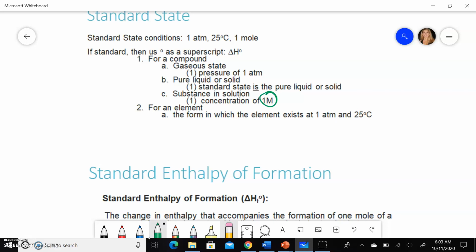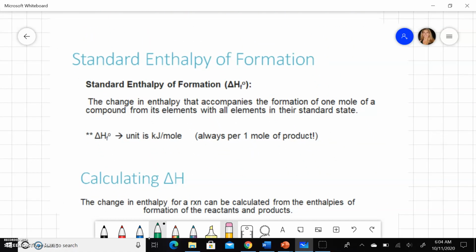And then for an element, it's the form where the element exists in those conditions. So it's just some specific conditions for something, and a shortcut way to write it is with that little circle on it. So what you're going to see is actually, we talked about this a little bit last time.